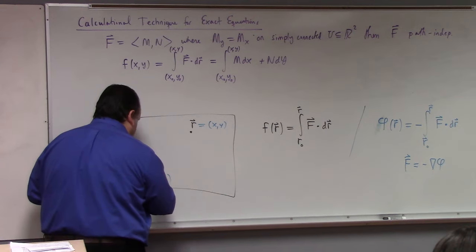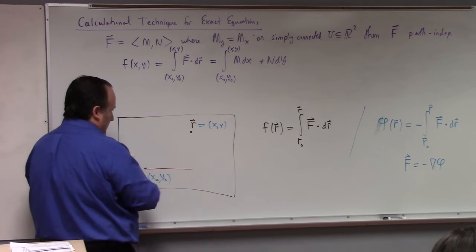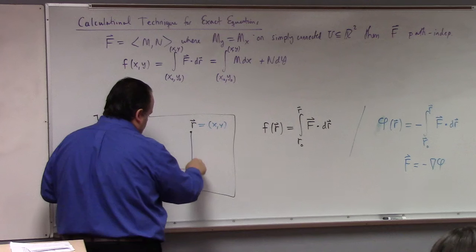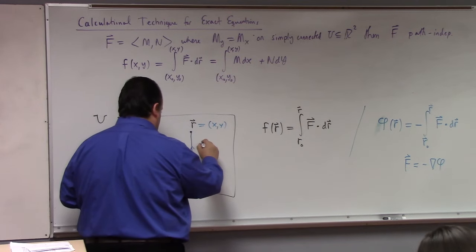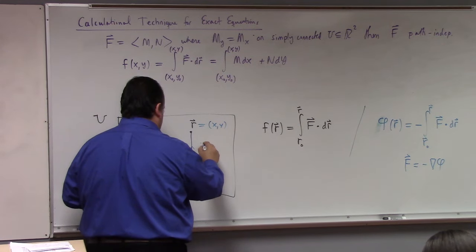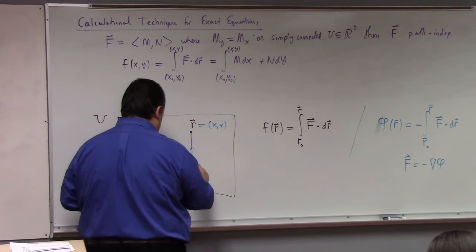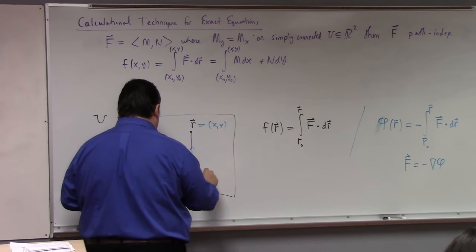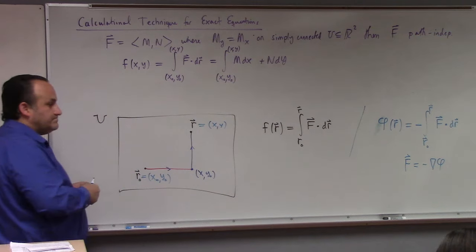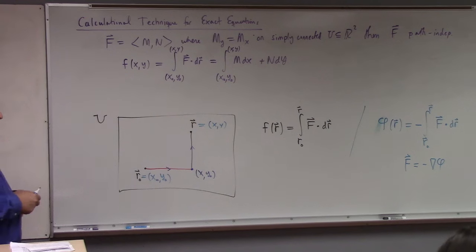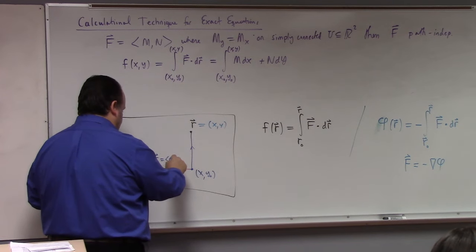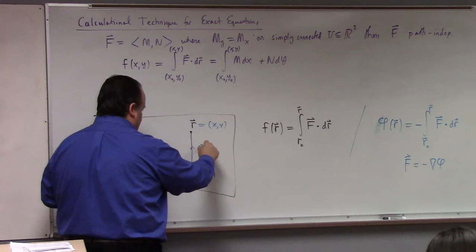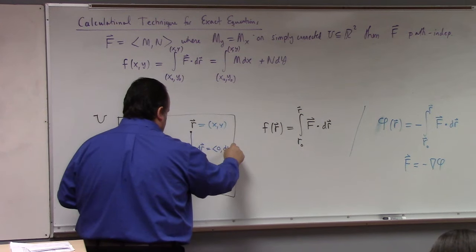We could go like this, and then like so. So this point right here would be x comma y naught. And so here, dr would be dx comma 0. And here, dr we could think of as being 0 comma dy.